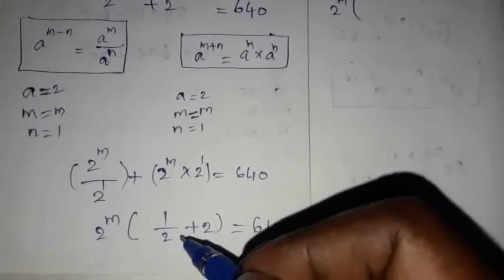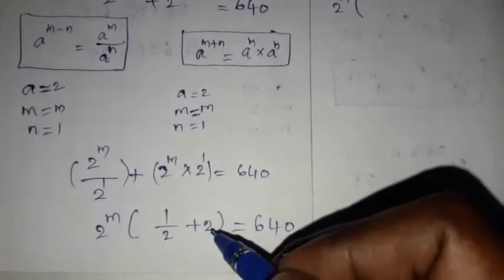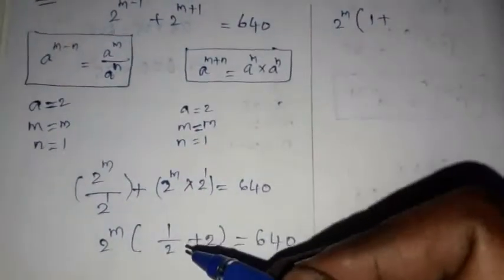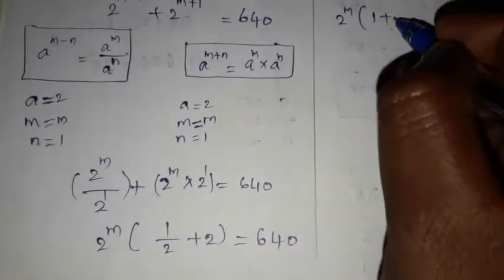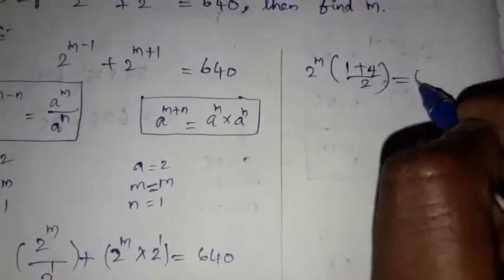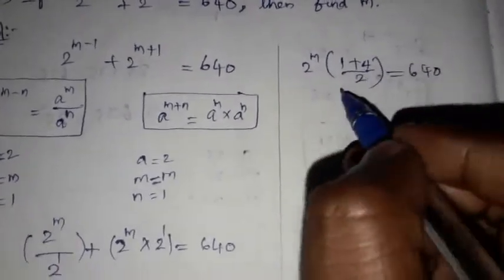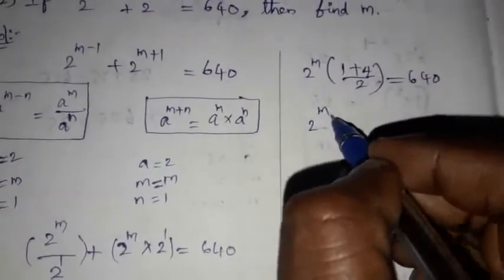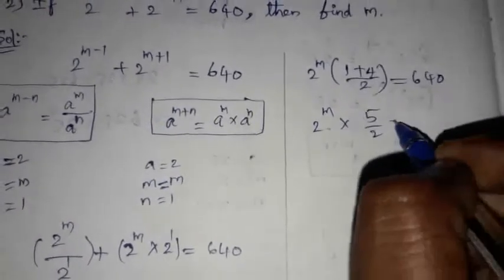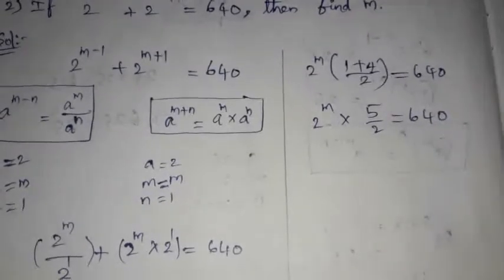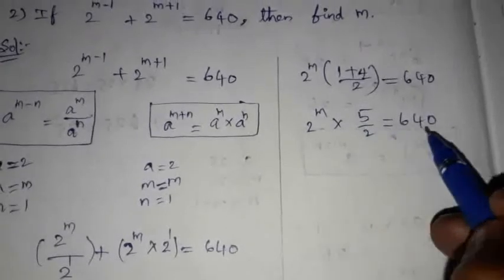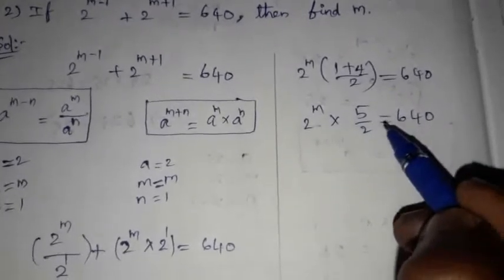You know how to add a fraction with a natural number. The numerator 1. Next 2 2s are 4 and the denominator is 2 equal to 640. 2 power m into 1 plus 4 equal to 5, 5 by 2 equal to 640. When 5 by 2 transposes to the right hand side, it will become reciprocal.